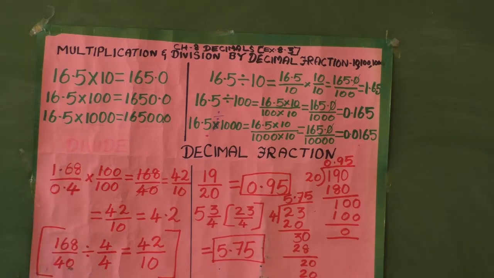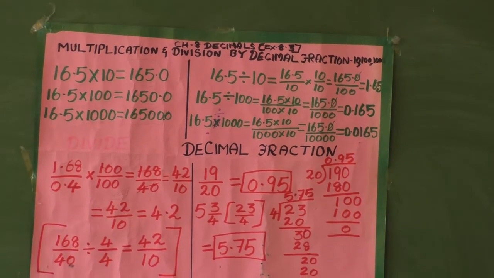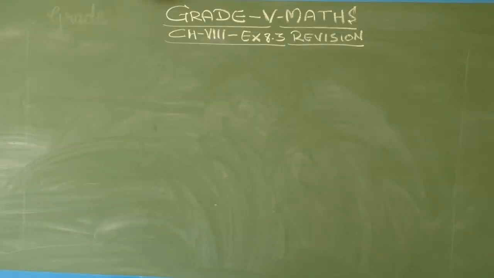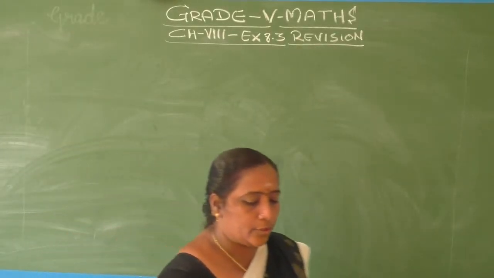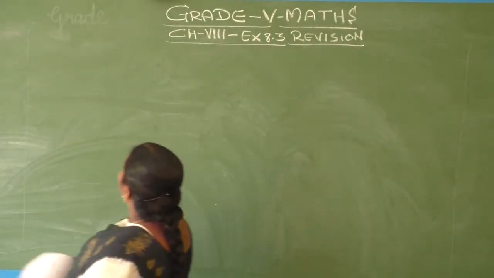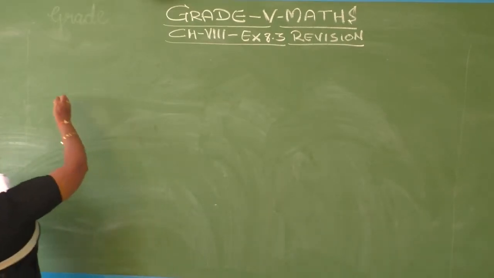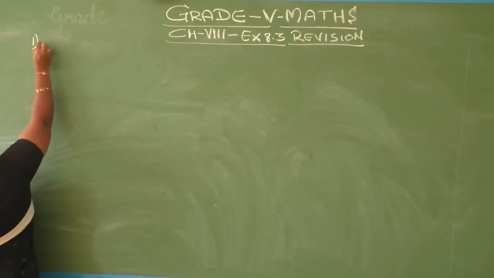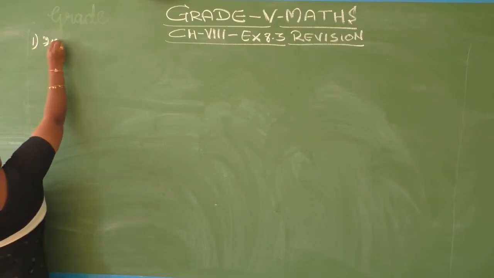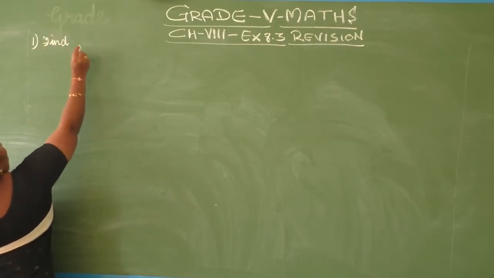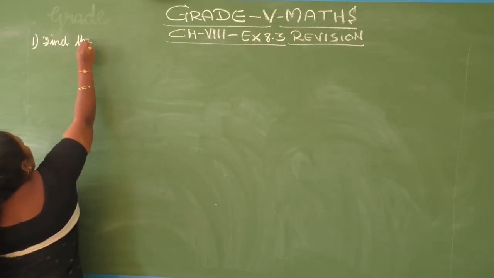Right. Now we see the exercise sums 8.3. Now we are going to revise exercise 8.3. In 8.3, first Roman, find the product. Find the product means it's a multiplication.